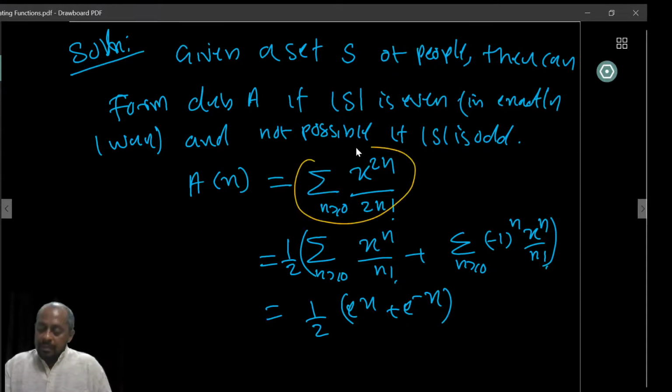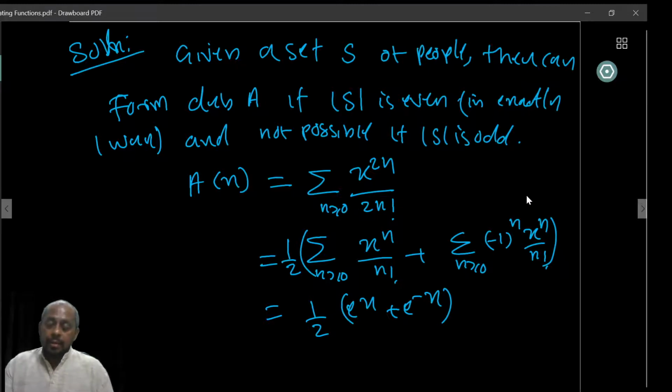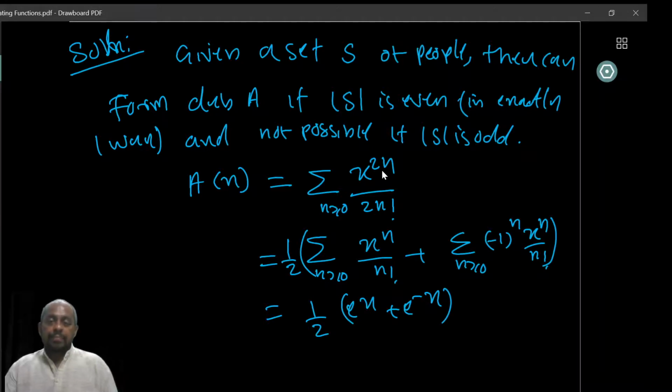Now this can be written as a sum of two series: summation x raised to n by n factorial, and summation minus 1 raised to n times x raised to n by n factorial, because these are the series that we already know, right? And divided by 2. So we can see that the odd terms cancel out and you get x raised to 2n by 2n factorial, with the 1 by 2 outside.